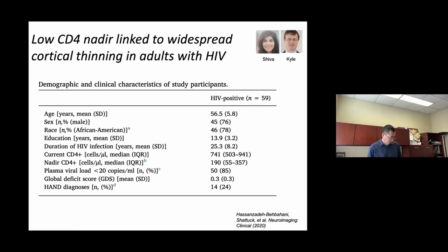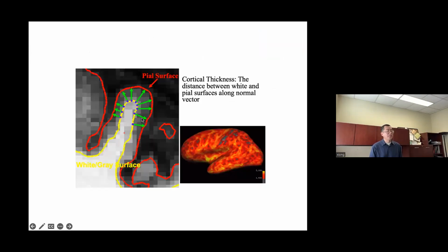Also, this study is by grad student Shiva and our previous postdoc colleague at Georgetown, Kyle. Here we're looking at cortex thickness. Basically, this is the structure. This is our pial surface of brain tissue, and then this is the white matter gray matter boundary. For cortex thickness, you just examine the distance between the two surfaces.